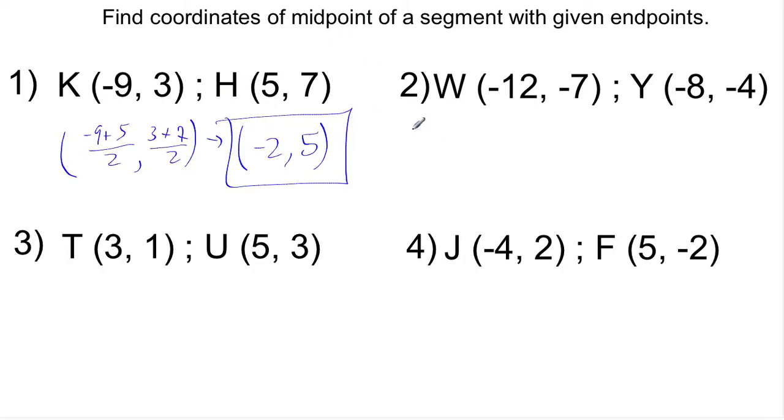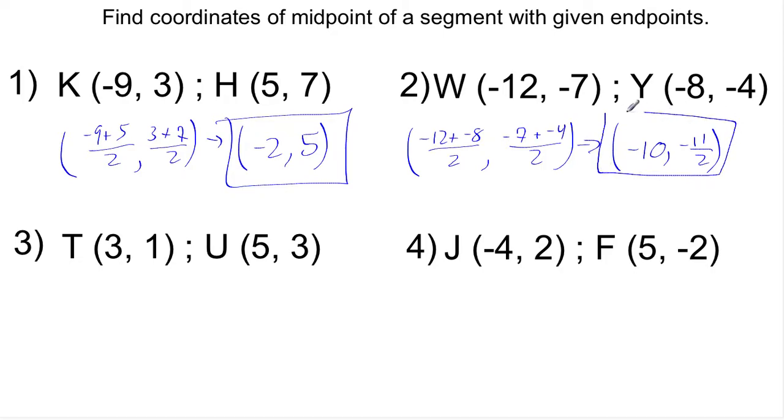For the second one here, I do the sum of the x's, so negative 12 plus negative 8 divided by 2. The sum of the x's divided by 2, sum of the y's divided by 2. Negative 12 plus negative 8 is negative 20, divided by 2 is negative 10. And negative 7 plus negative 4 is negative 11. So I actually leave that as negative 11 halves. Again, improper fractions are perfectly okay.